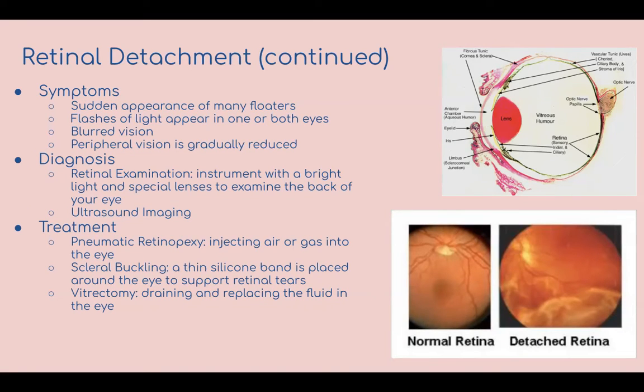And then there are 3 treatments. There's pneumatic retinopexy, which is injecting air or gas into the eye, and then once the retina is pushed back into place, you laser it or freeze it so that the tear is welded back. Then there's scleral buckling, which is when you put a thin silicone band in the eye to support the retinal tear, pushing it back into place, and again using freezing or a laser to weld the tear back to its normal position. And the last one is vitrectomy, which is just draining and replacing the fluid in the eye so that the retina can go back into its usual position.